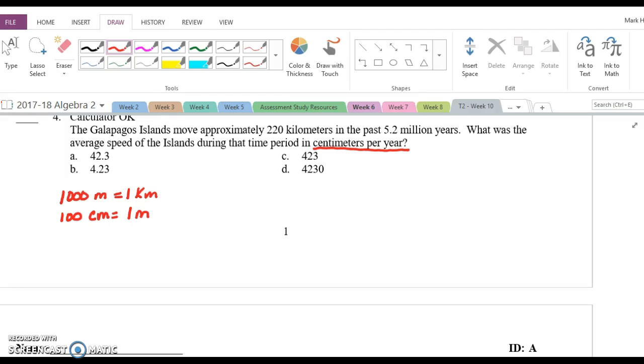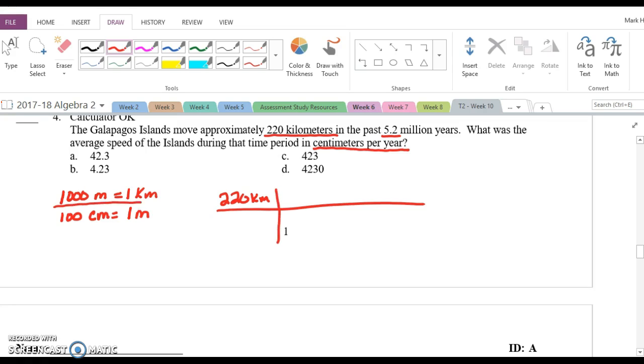So we know that the islands have moved 220 kilometers in the past 5.2 million years. So we're looking for a speed in centimeters per year. So we've got to start with 220 kilometers. And now we need some conversions.